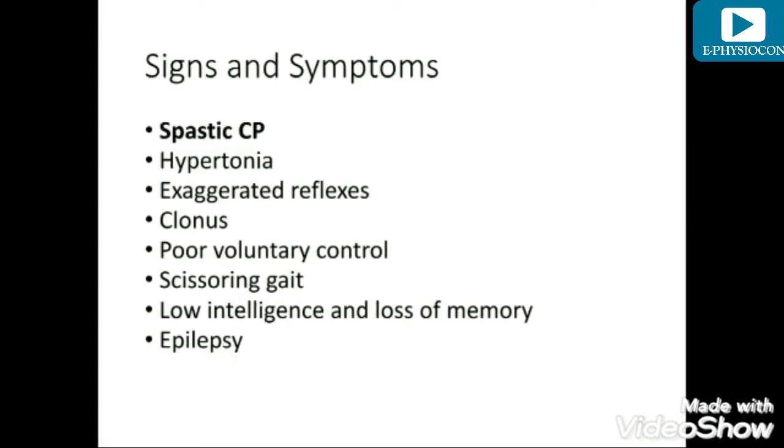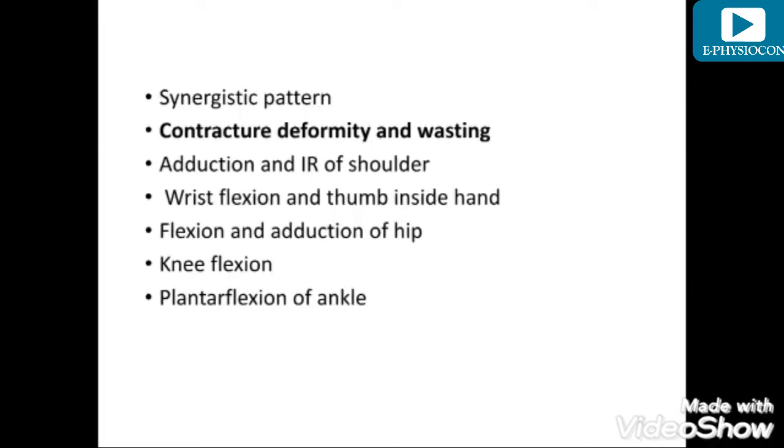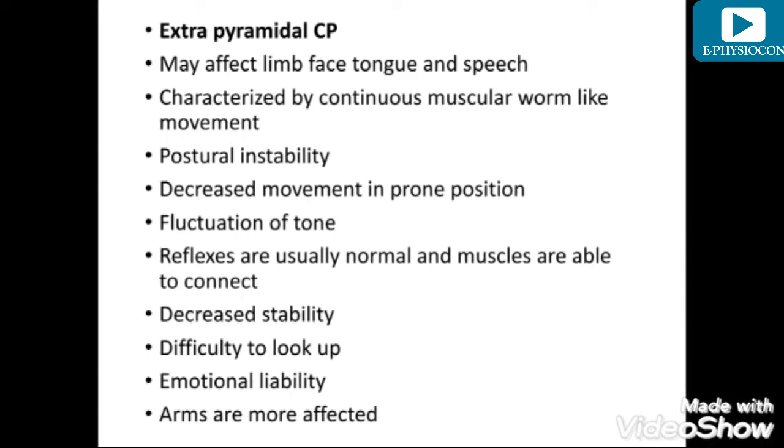Signs and symptoms. Spastic cerebral palsy may have hypertonia, exaggerated reflexes, clonus, poor voluntary control, scissoring gait, low intelligence, loss of memory, and epilepsy. And synergistic pattern. Contracture deformities and wasting caused are adduction and internal rotation of shoulder, wrist flexion and thumb inside hand, flexion and adduction of hip, knee flexion, ankle plantarflexion.